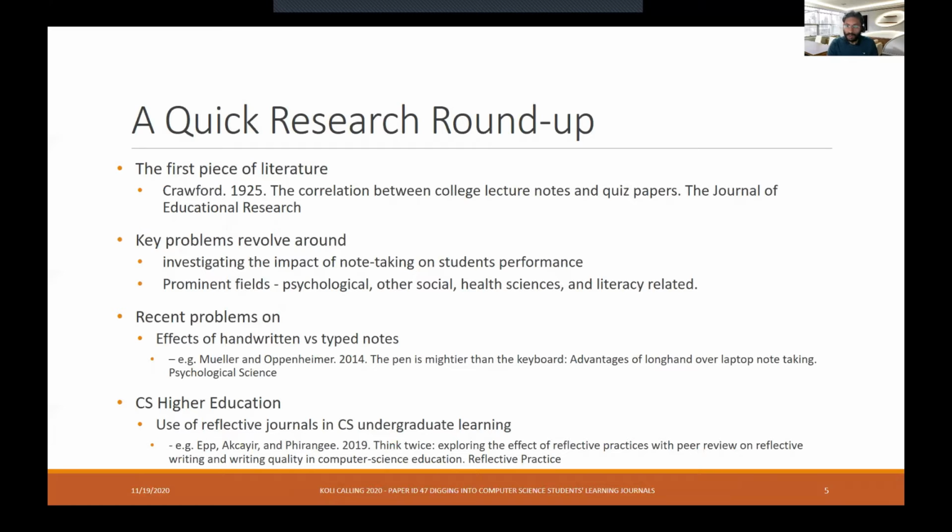So before we move further on, let me quickly go through the existing research in this area. The research on analyzing students' journals and in particular looking into their relationship with students' performance is quite vast and old. We could trace it back to the 1920s, so it's kind of a century-old work. In modern times, that is during the last 2 decades, most research has revolved around investigating the impact of note taking on students' performance, mostly in psychological, other social or health sciences, and literacy related educational fields.